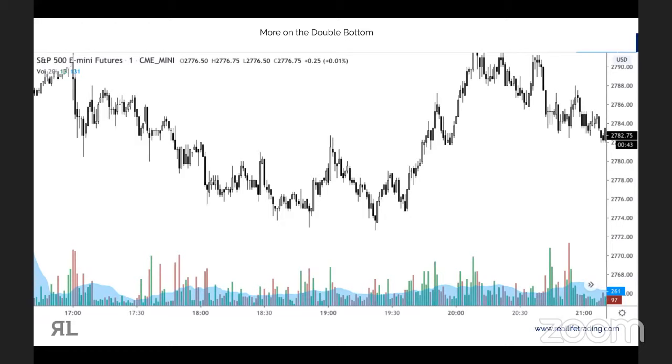Double bottoms. Now, this is on futures. Type in a 5 if you think this stuff works on futures.